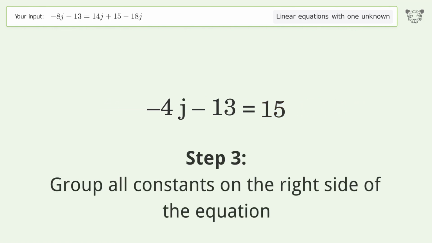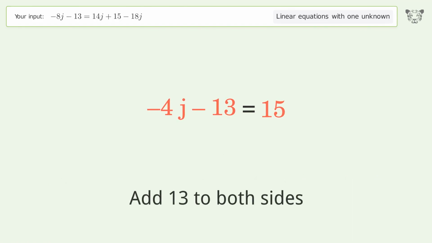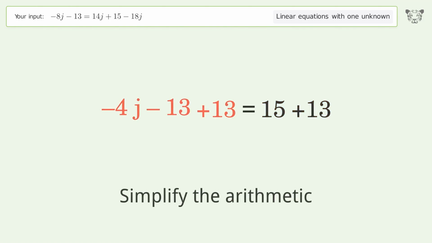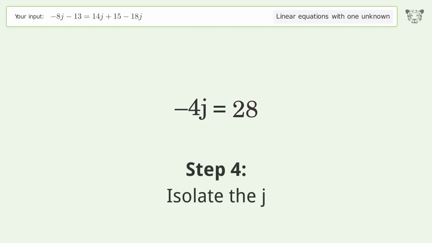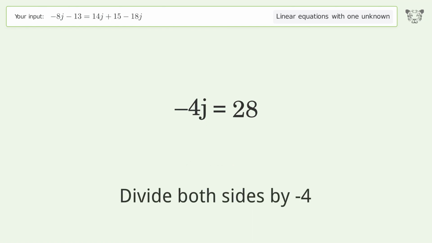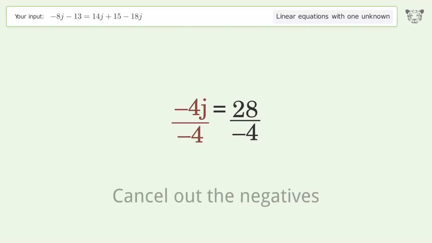Group all constants on the right side of the equation. Add 13 to both sides. Simplify the arithmetic. Isolate the j. Divide both sides by -4. Cancel out the negatives.